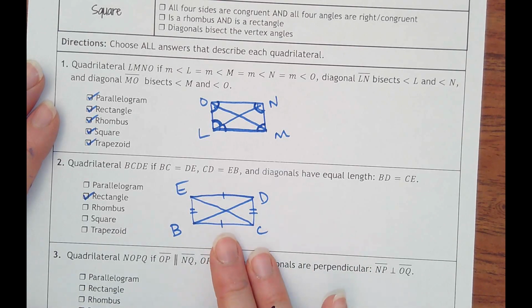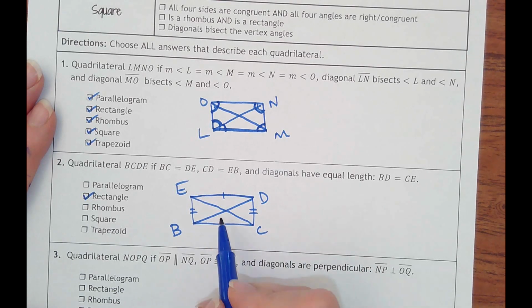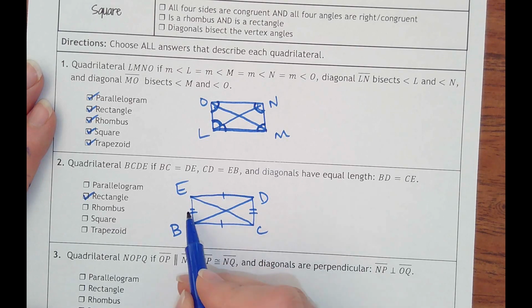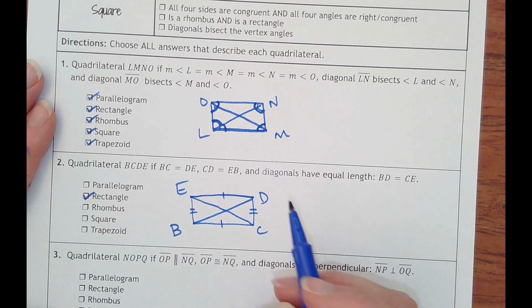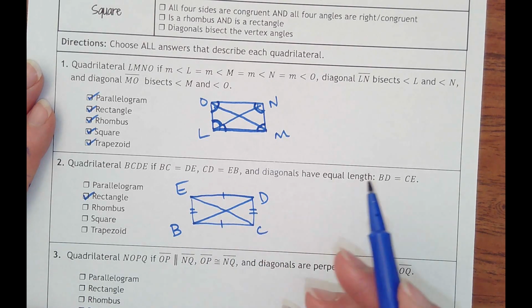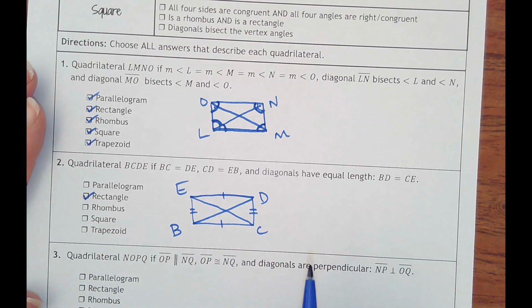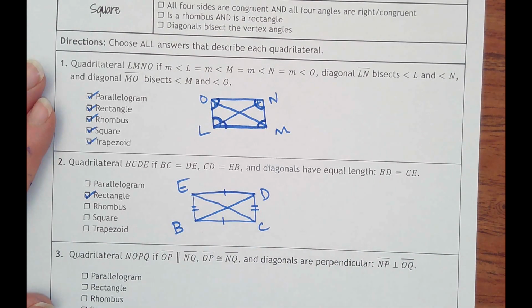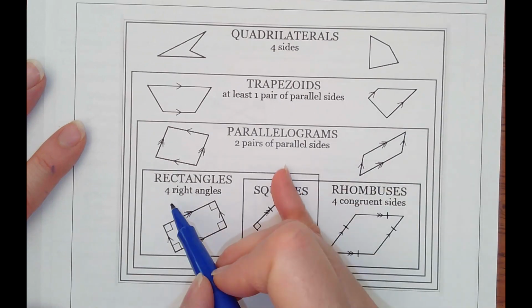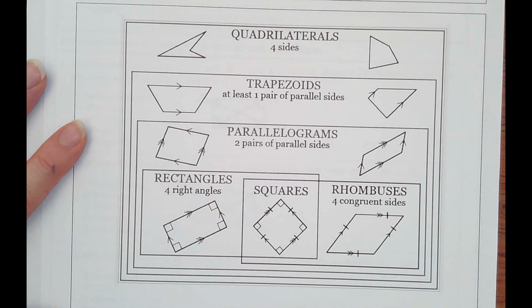Because I don't have enough info to classify this as a square. I can't say it because these two angles are different. I also can't say it's a rhombus because of that reason, and I don't know what the angles on the inside are doing. So I would say rectangle, and if it's a rectangle, that automatically makes it a parallelogram and a trapezoid.